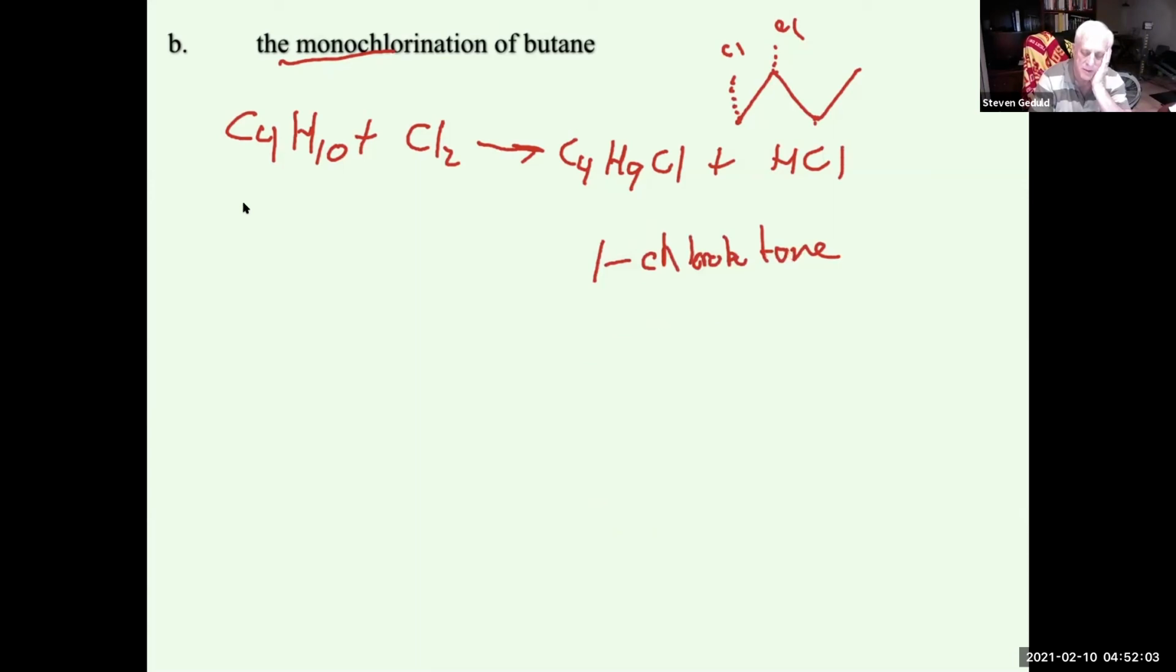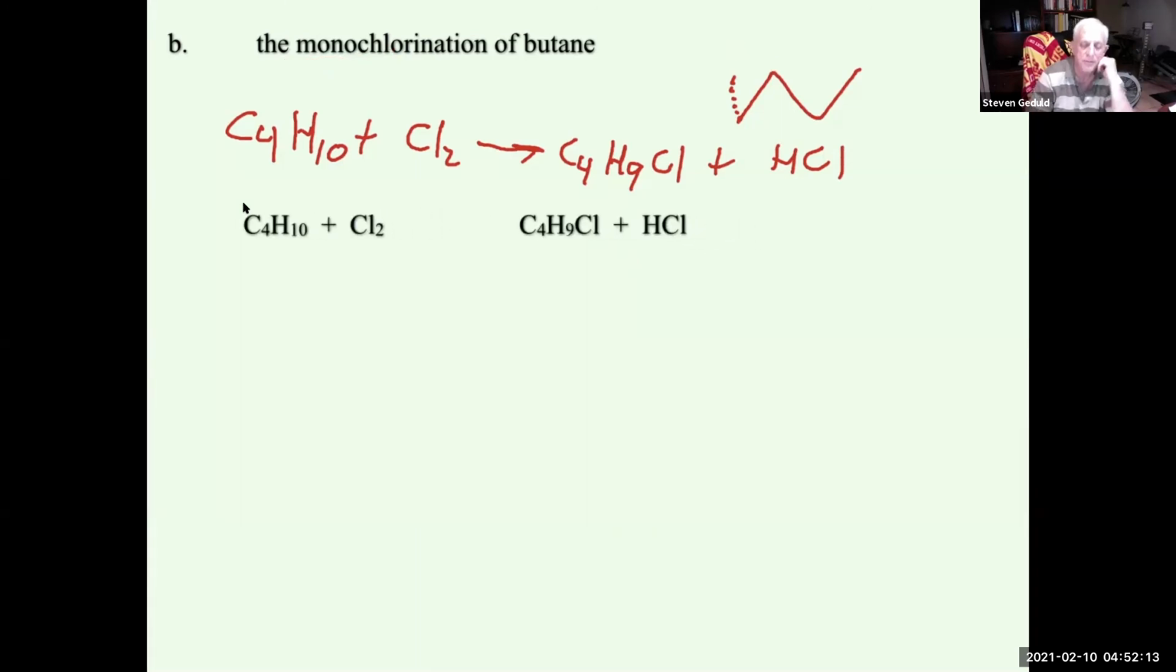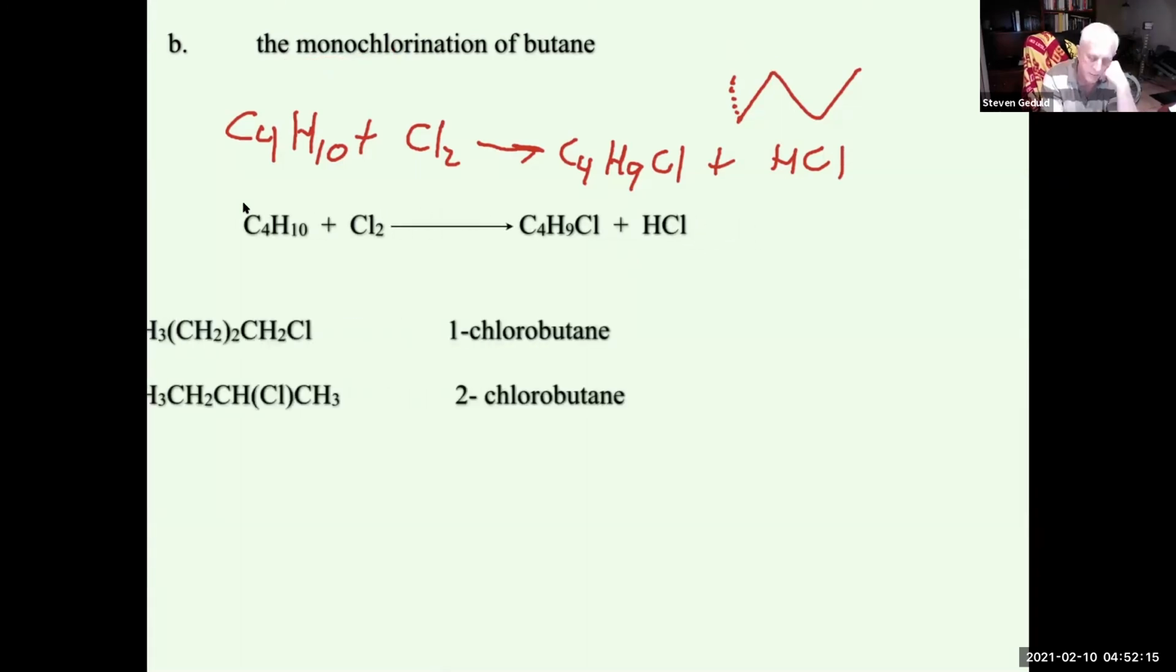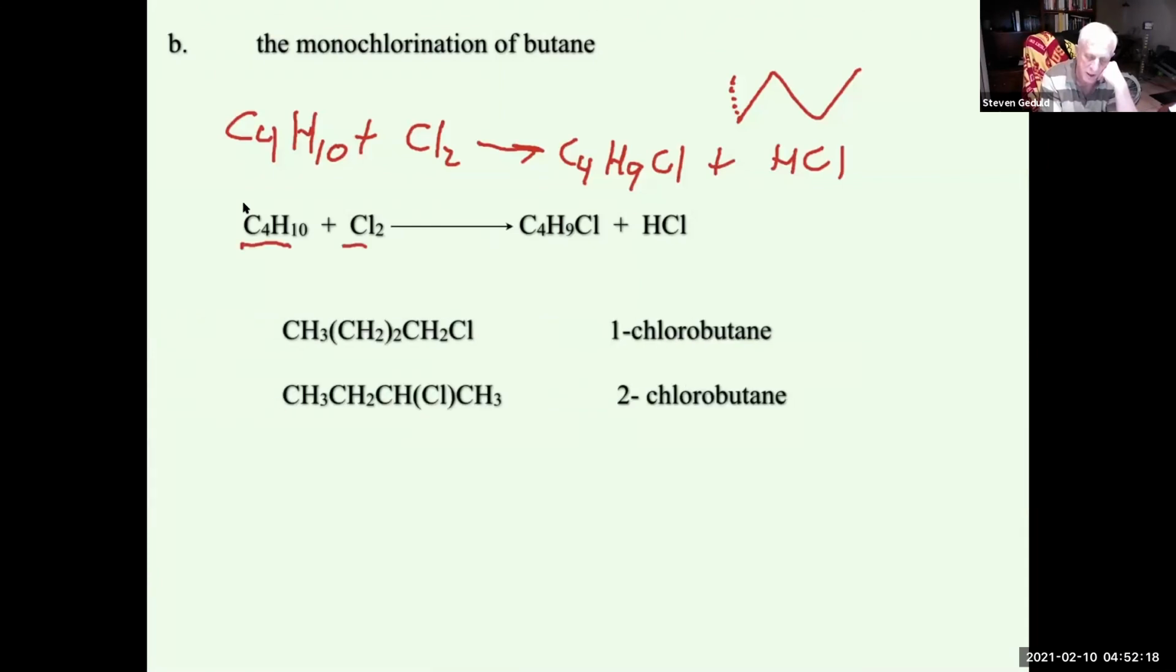Let me get that out of the way so we can have some room for the relay. So there's your formula. C4H10 plus chlorine goes to C4H9Cl and HCl. And it can attach to the number 1 position or it can attach to the number 2 position. So 1 chlorobutane or 2 chlorobutane.